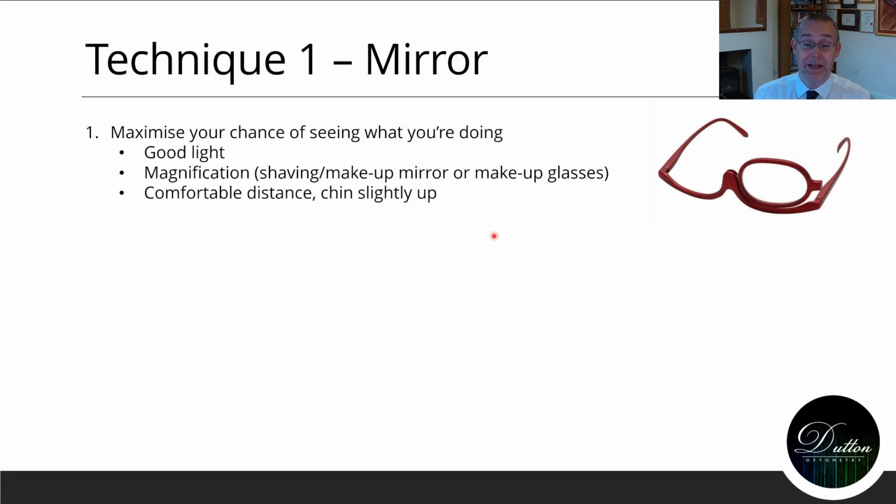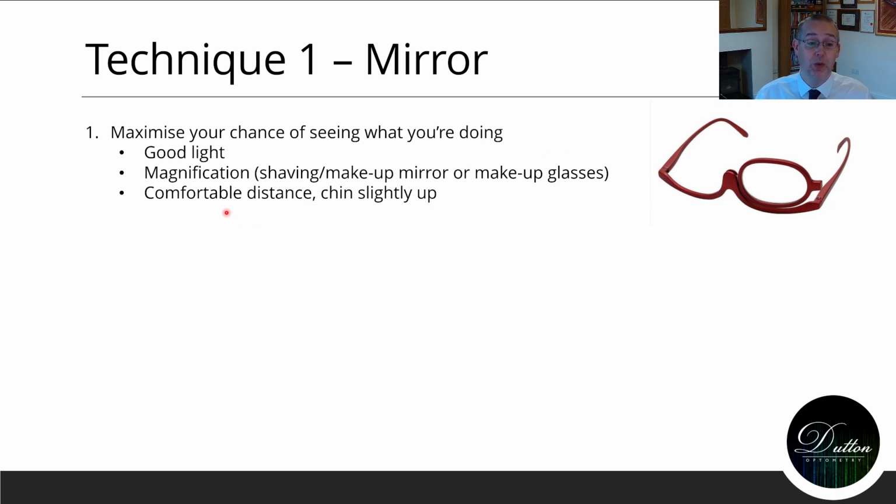So now we've seen the technique in action, I'll just give you a few additional tips to make this as easy as possible. The first thing is that you really want to make it as easy as possible to see what you're doing when you're looking in the mirror. So good light will help with that. Many people will benefit from a magnified mirror, whether that's a shaving mirror or a makeup mirror, or even makeup glasses. You might have seen these whereby this lens flips from one side to the other so that there's a gap here so you can actually access the eye with the eye drops.